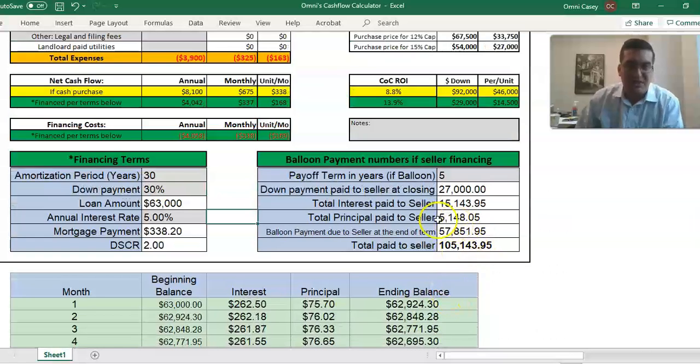So you can tell the seller, hey, you'll get $27,000 at closing. You'll get principal and interest payments of $338 a month for 5 years. And that turns into interest and principal, roughly $20,000 or so, plus your balloon payment of the remainder of $57,000. So actually, at the end of 5 years, you're making $105,000. So they're getting higher than their asking price because of the interest payments as well. But you're getting cash on cash ROI, 14%, not bad.